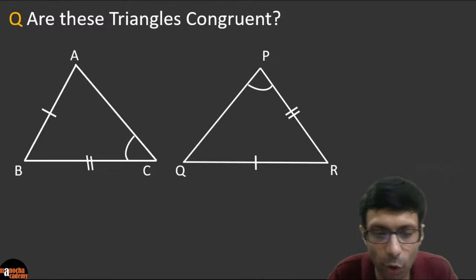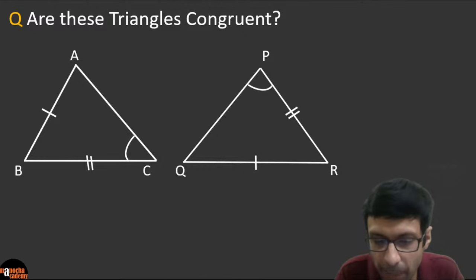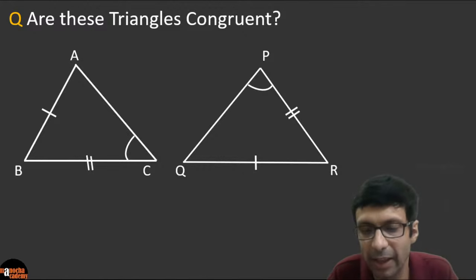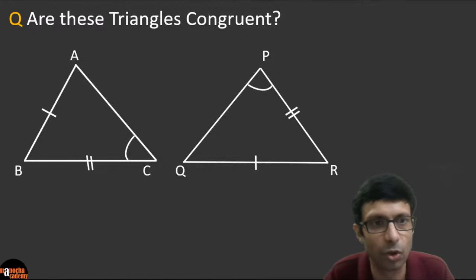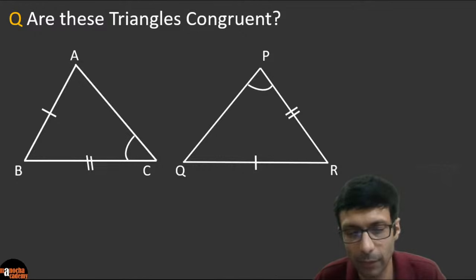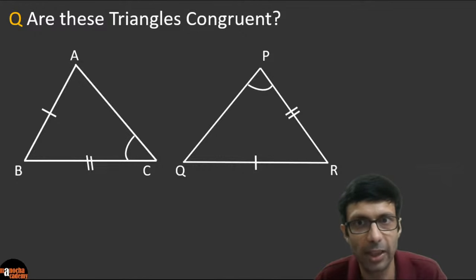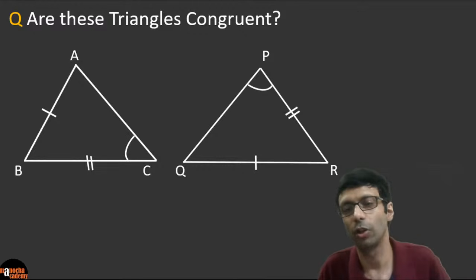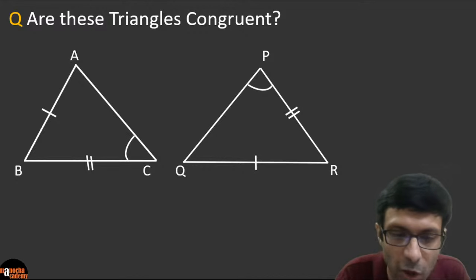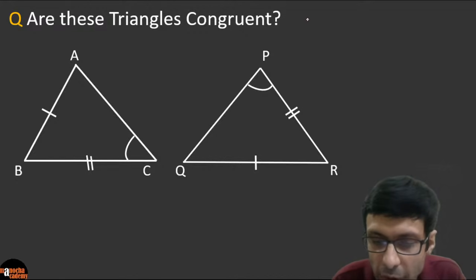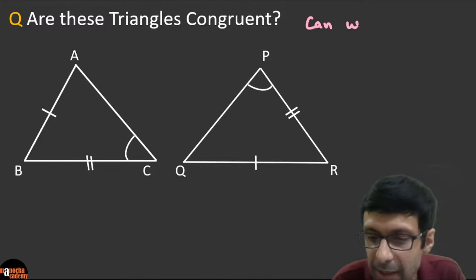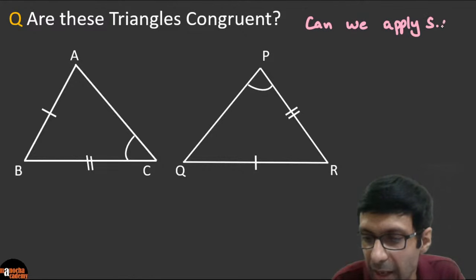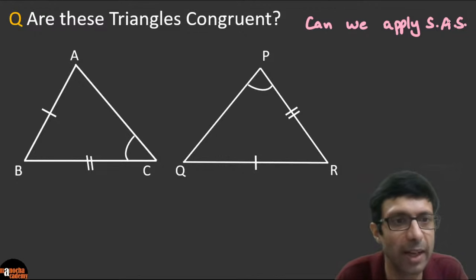So please take a careful look at triangle ABC and PQR, and can you tell me, are they congruent or not? So come on, guys, try. Okay. So are these two triangles congruent? Definitely we can't apply SSS because all three sides are not given equal to us. So can we apply the SAS condition, side, angle, side? What do you guys think?